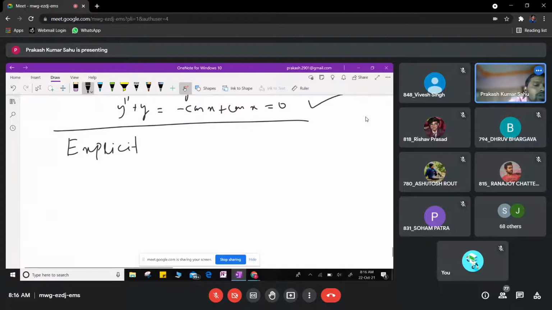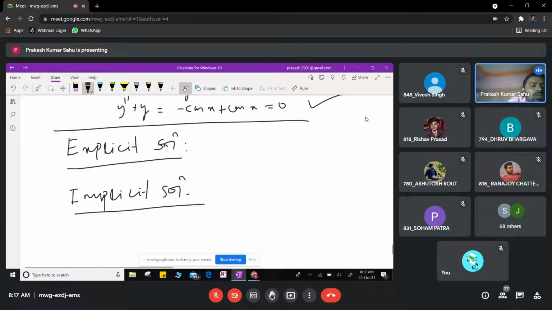Explicit solution, and another one is implicit solution. So what are explicit and implicit solutions? In general, you should know what an explicit function is and what an implicit function is.